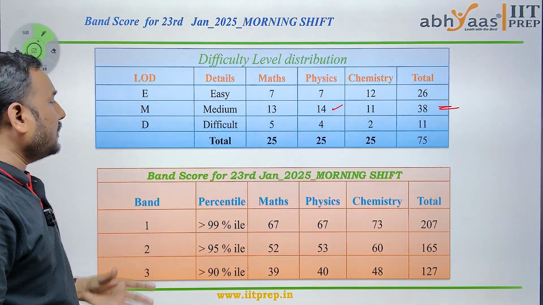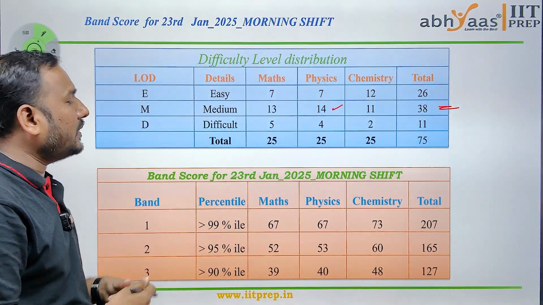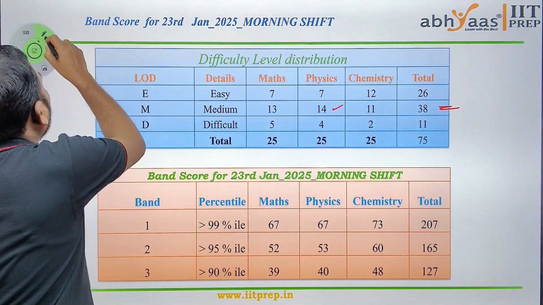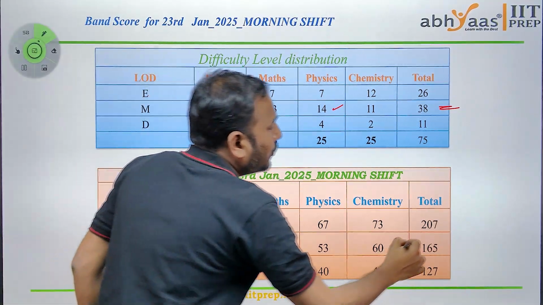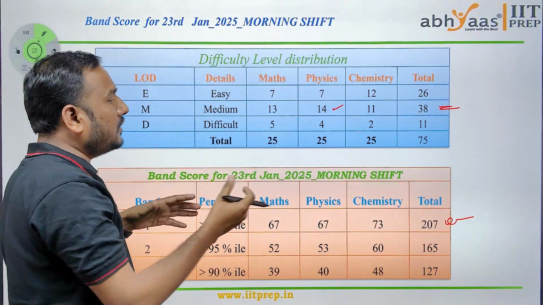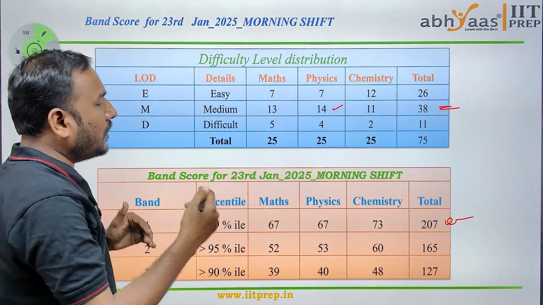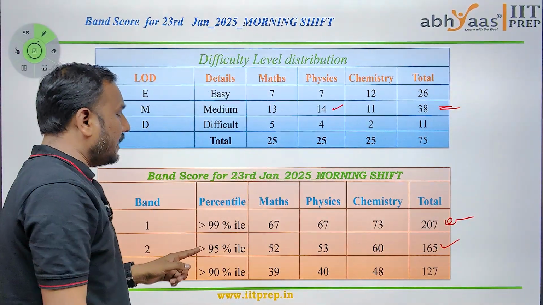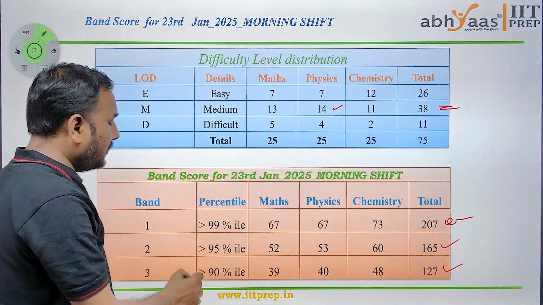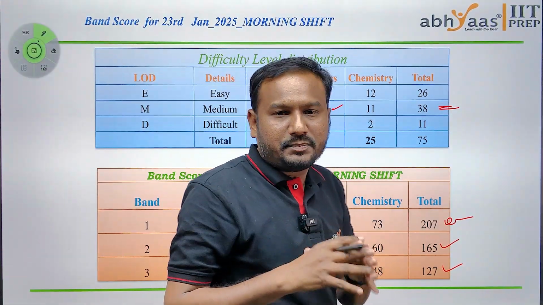And if you see the band score for the 23rd January 2025 morning shift, to get above the 99 percentile we should get 207, which means 207 is going to be a good score for this paper. If you get 207 plus, that is a good score for the paper. And if a student gets 165 plus marks, they will get above 95 percentile. And if a student gets 127, they will get 90 plus percentile. This is the overall analysis of the paper.